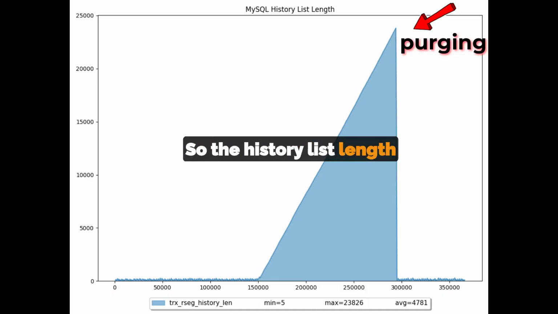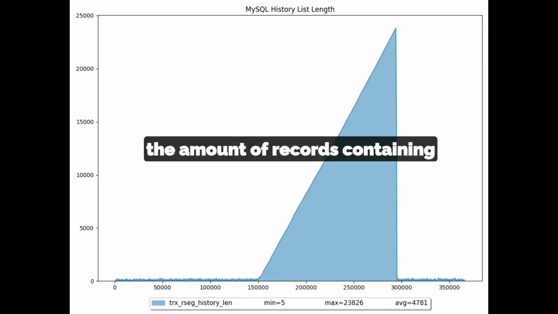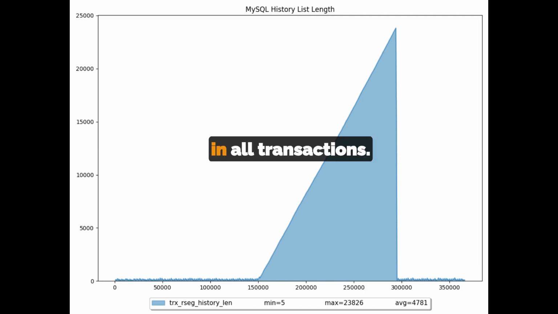So the history list length quantifies the amount of changes, the amount of records containing previous changes, kept to rebuild the rows as they should appear in all transactions.